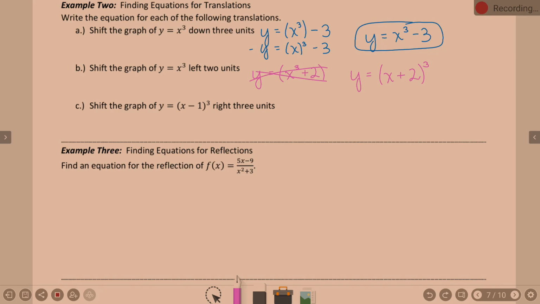y equals x cubed plus 2. Right here in this first scenario, I wrote it out because I want you guys to see this is a common mistake. If we say x cubed plus 2 and you put the parentheses outside, this is going up 2, and that's not what we were asked to do. When it's left or right 2, the parentheses hold just the x plus or minus the number. The power, the square root, the absolute value, whatever it is, goes outside of that.